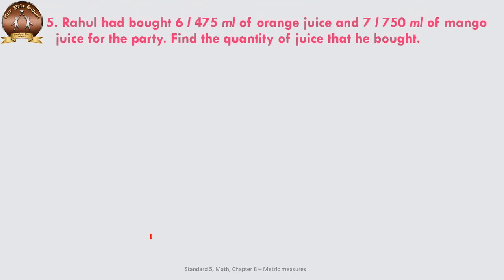Let us cover one more topic under this. There are problem sums based on these questions. Now Rahul had bought 6 liters 475 milliliters of orange juice and 7 liters 750 milliliters of mango juice for the party. Find the quantity of juice that he bought. So here whenever the word is 'and', it means addition. So we have to perform the operation of addition.